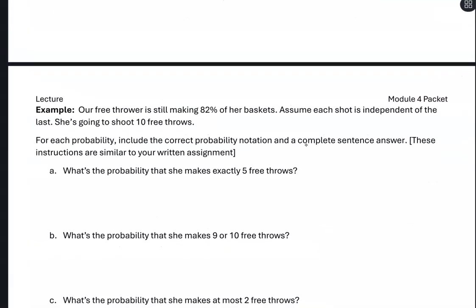So again, with this case, our free throw shooter is making 82% of her baskets, and she's shooting 10 free throws. So when I look at the questions, what's the probability that she makes exactly 5 free throws? So we're looking for her to make the free throws. That tells me that this 82% is my probability of success, matching with the idea of her making a free throw. And then she's going to shoot 10 free throws. So that's going to be our number of trials.